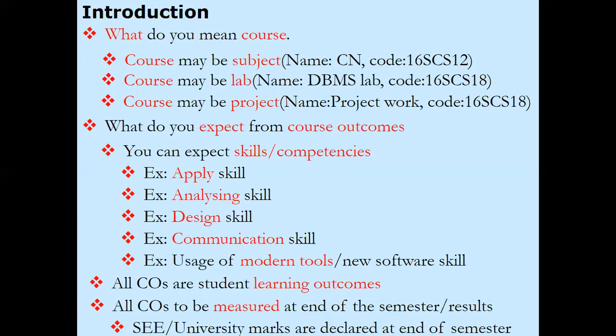Now, all these course outcomes are measured through semester end exams, or sometimes we can also call them university exams. The marks will be declared at the end of the semester only. So in case you want to measure all the course outcomes, it is advisable to calculate only at the end of the semester, because the university marks will be declared at the end of the semester only.